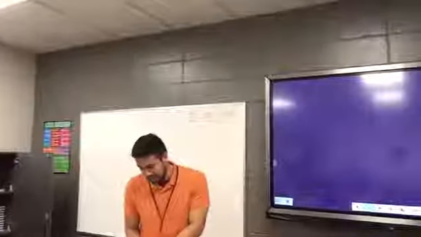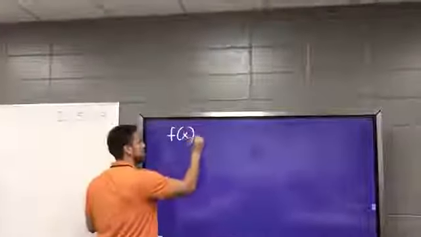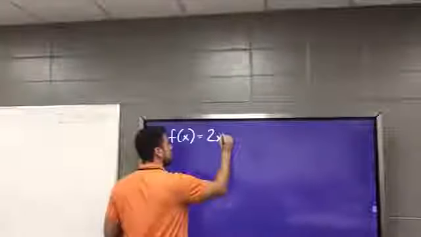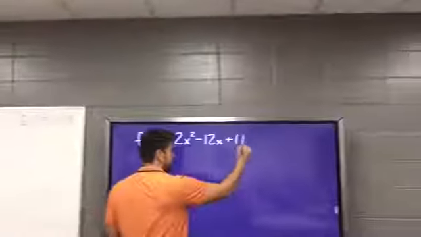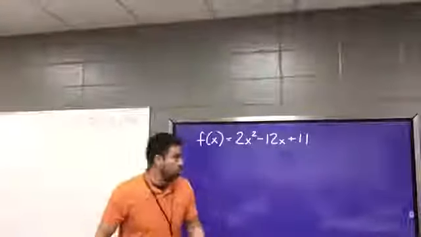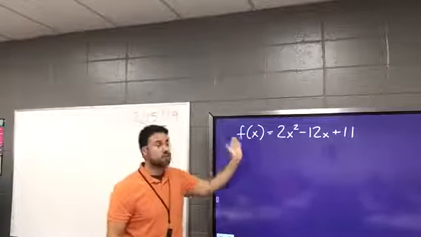All right, let's look at an equation here. Let's look at 2x squared minus 12x plus 11. So f of x equals 2x squared minus 12x plus 11. Yeah, good. The answer is there. Yeah, f of x is functional notation. So that means that this is a function.